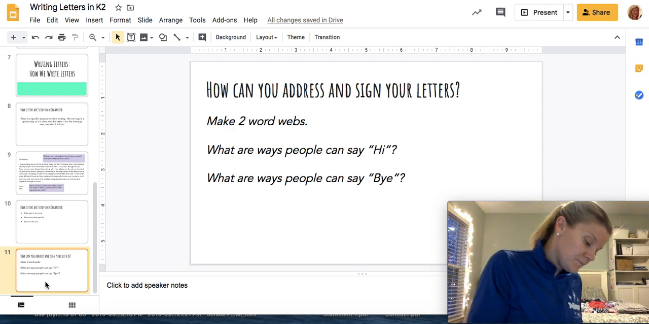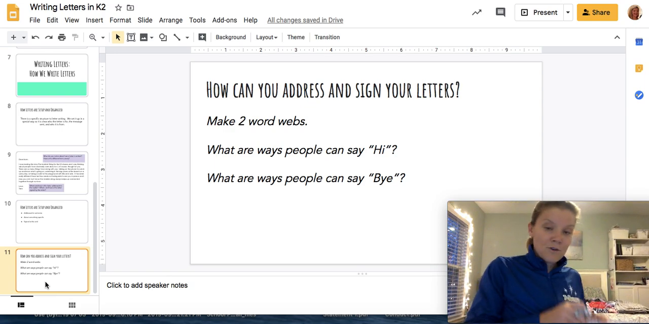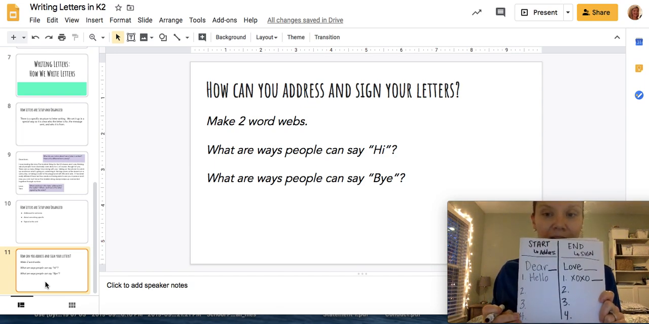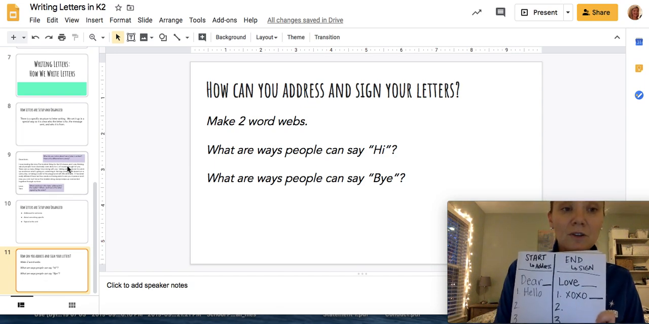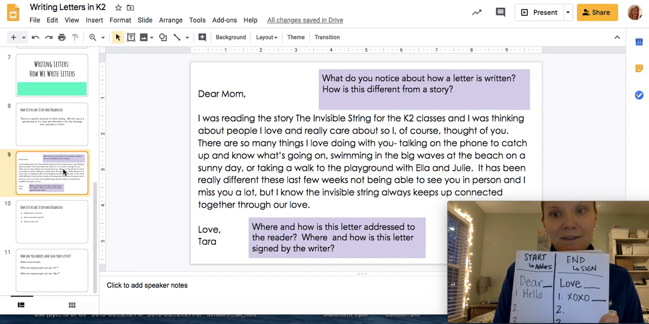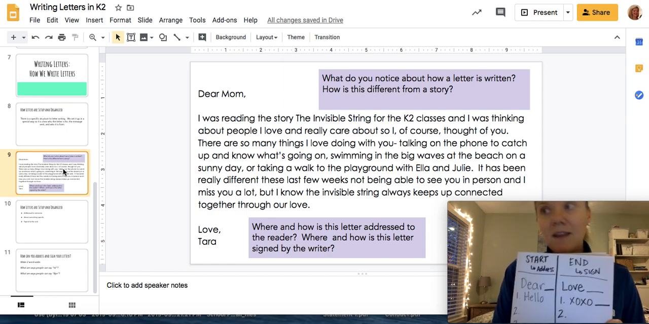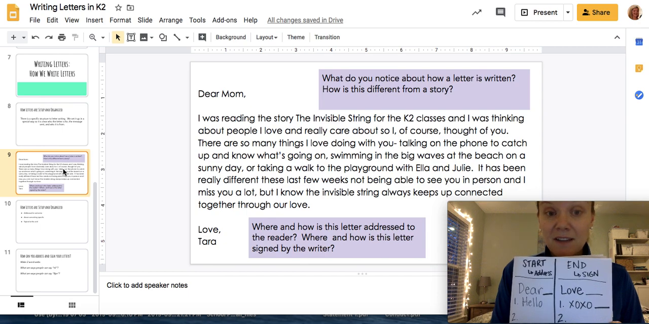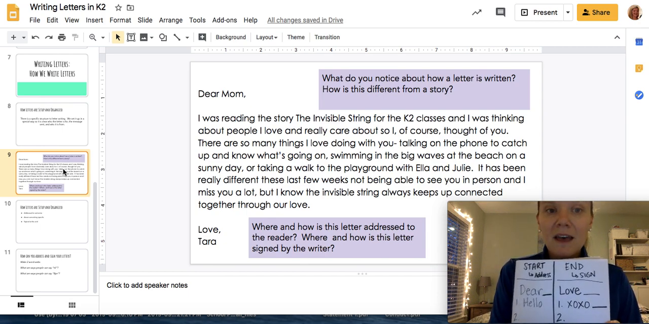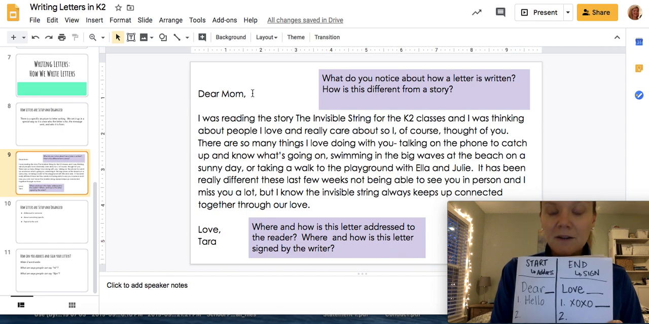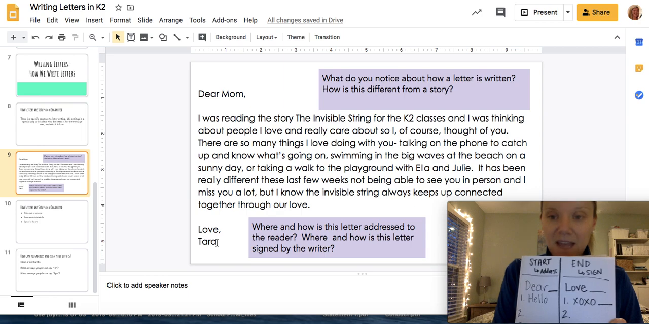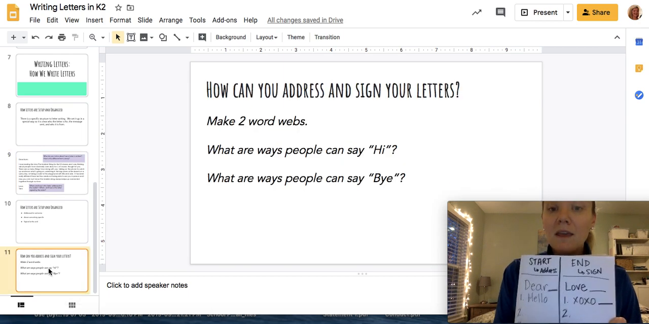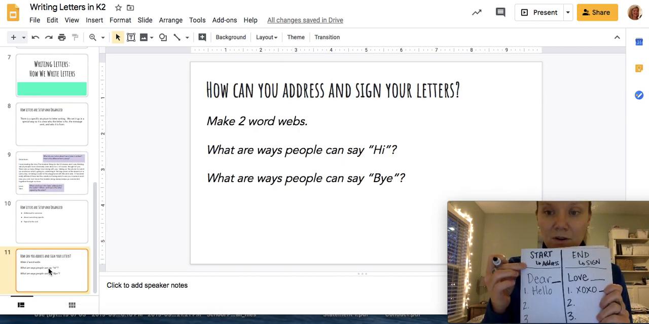Your job is, now that we learned a little bit about what a letter looks like, we talked about how the setup is definitely different than how we read words in books, and even directions that you find in a Lego kit or something like that. It's got the dear Mom, it tells you who it's for. There's the message in the middle, and then it drops down again and signs the letter at the bottom. Think about some other ways you could start your letter.